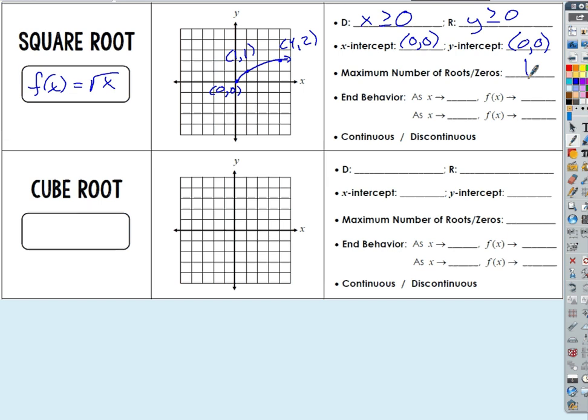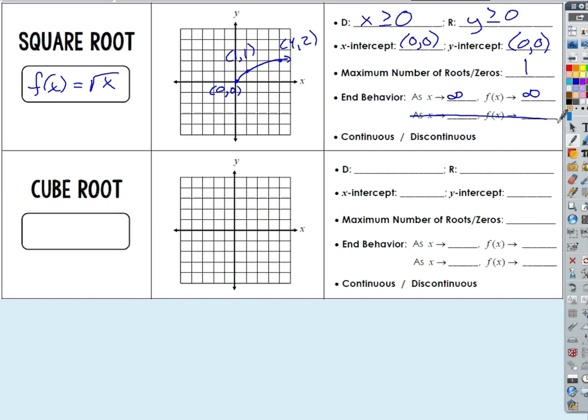End behavior. Okay, what about the limits here? As x approaches infinity, what does f of x approach? Infinity. Okay, can x approach negative infinity? No, it can't, right? So in this case, there really isn't any left end behavior. You can just cross that out, right? Okay.